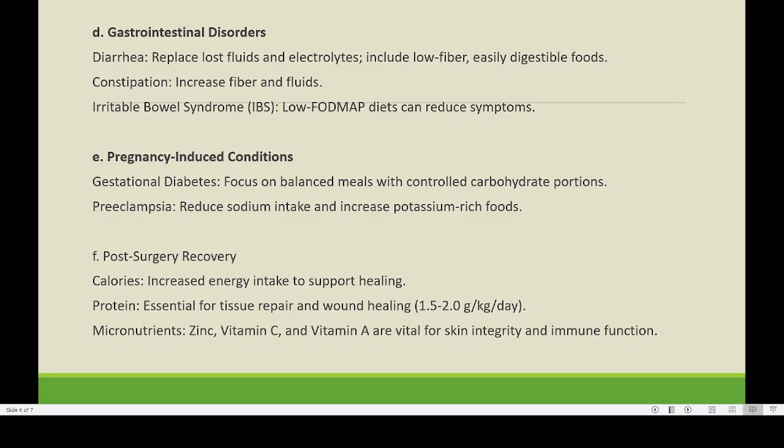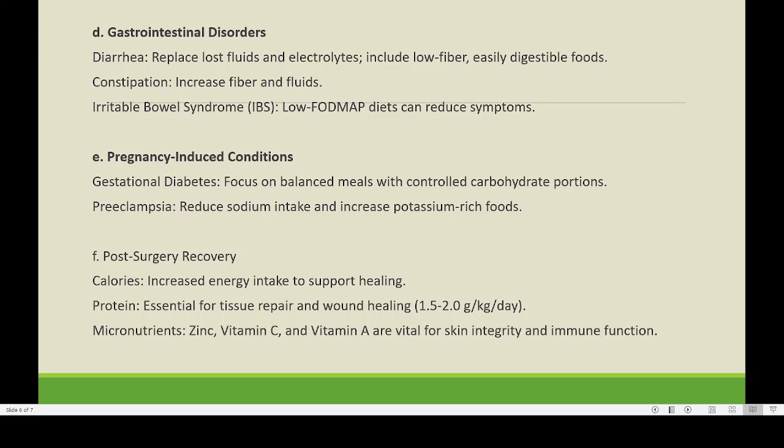Another is post surgery recovery, especially if you have any kind of surgery like uterus removal and other things. After the surgery you should increase the intake to support healing. Protein should be there, essential for tissue repair and wound healing. Up to 2 grams of protein per kilogram is needed. Micronutrients like zinc, vitamin C and vitamin A are vital for skin integrity and for maintaining immunity at the proper level.